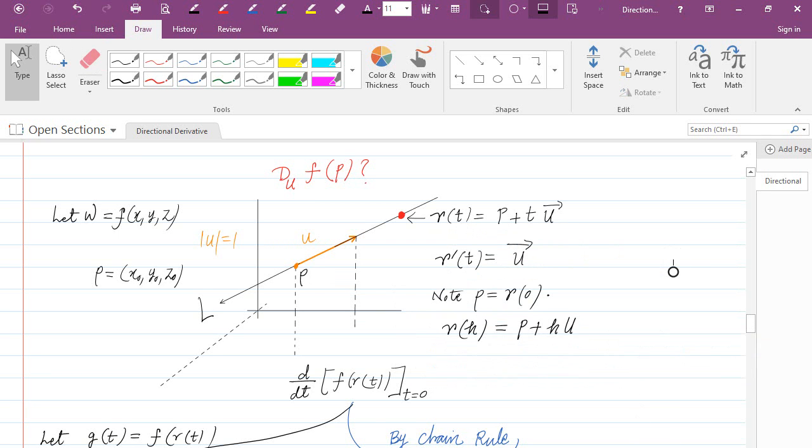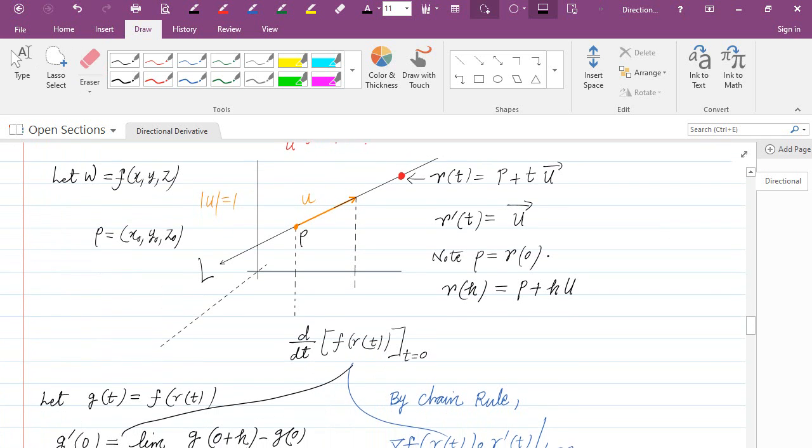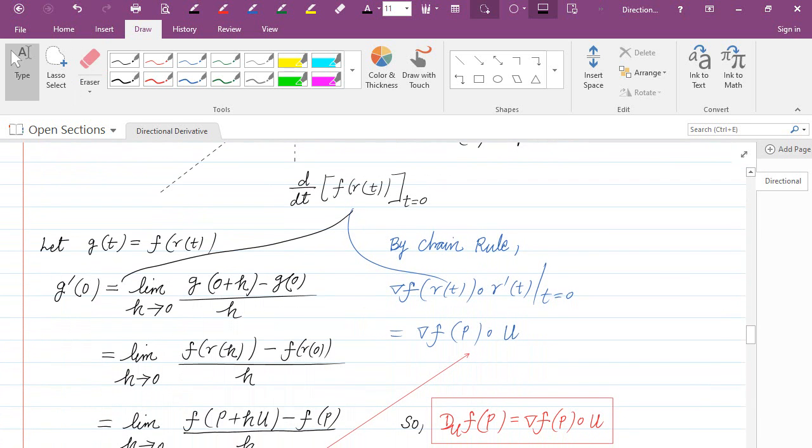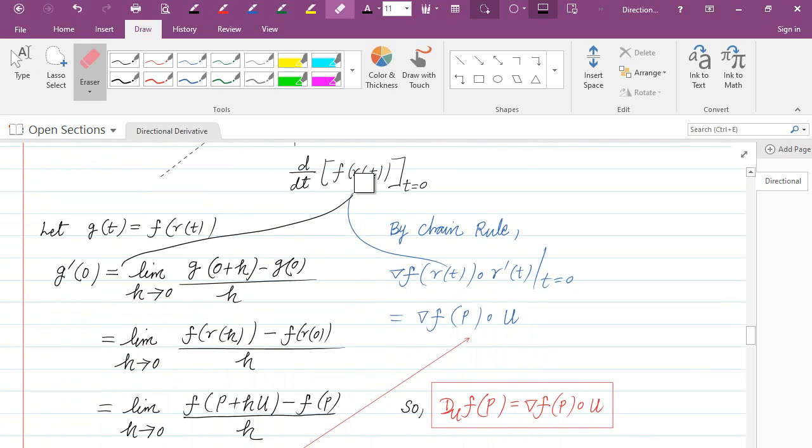So what we are going to do now is calculate the derivative of f of r of t with respect to t when t is 0. And we're going to calculate this derivative in two different ways. Okay, so first of all, I'm going to let g of t denote f of r of t. Then notice that g prime of 0 would be this derivative. So this derivative is exactly g prime of 0.